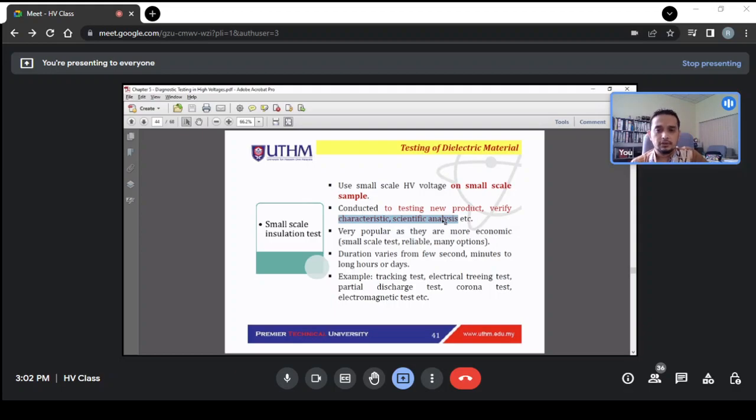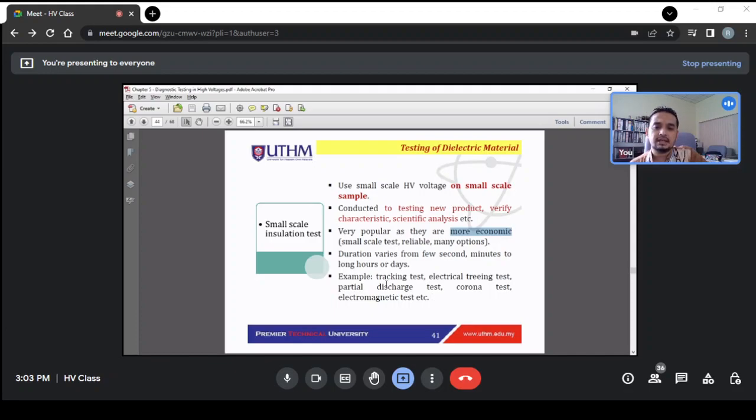Okay, normally the small scale test is far more economical, because we don't need to manufacture a whole product. We just use the material. We just take the sample, and we can perform the experiments. And some more, we don't waste the material. Say for full scale, we use a whole bunch, and for small scale we can actually just use a piece.